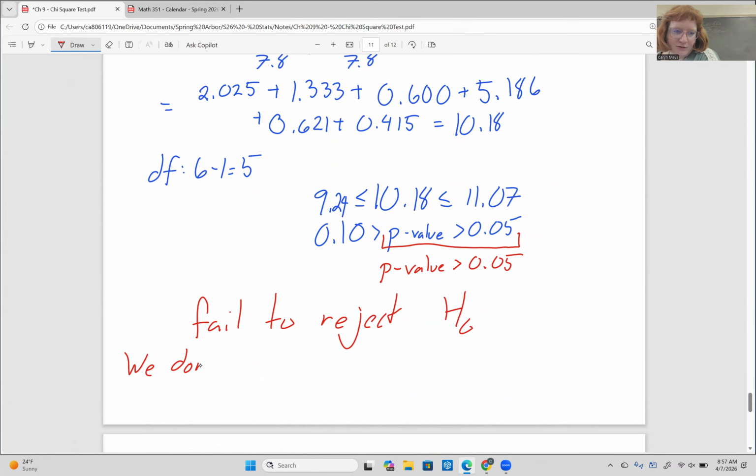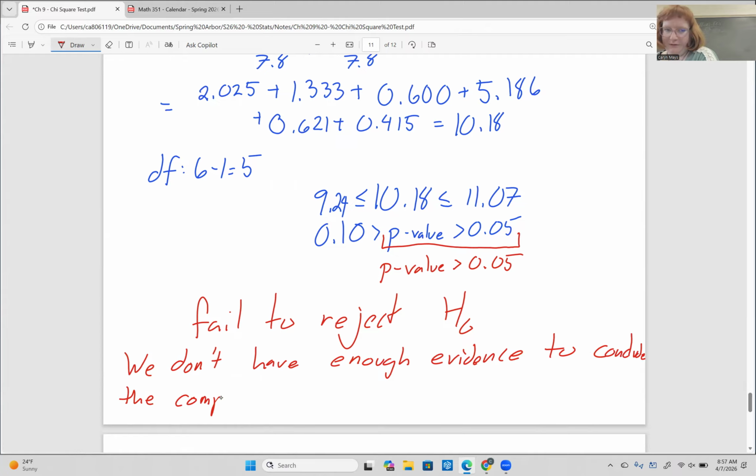We don't have enough evidence to conclude the company's color claim, Mars's color claim, is wrong.